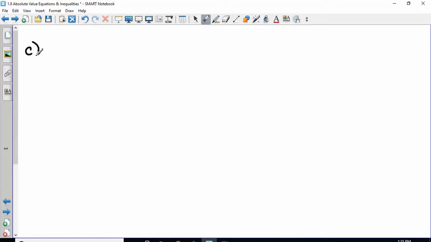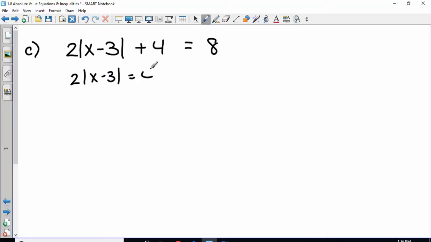You need to be careful if I give you something like this. I cannot just set this equal to positive 8 and negative 8. Why? Isolate that absolute value first. So we can subtract the 4, divide by 2. Once that absolute value is by itself, that's when you can make your two equations.